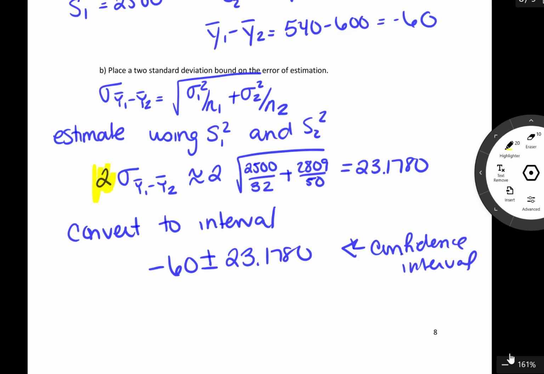And so what we say here is we are 95% confident that freshmen have a mean aptitude test score that is between 36.822 and 83.178 lower than that of the mean aptitude test scores of sophomores. Now, this is as far as we're going to go for confidence intervals right now, because in a couple weeks, we're going to pick confidence intervals back up. So keep this idea of having your point estimate and then estimating your error in that estimate in the back of your mind, because we're going to pick this idea back up in a couple weeks.